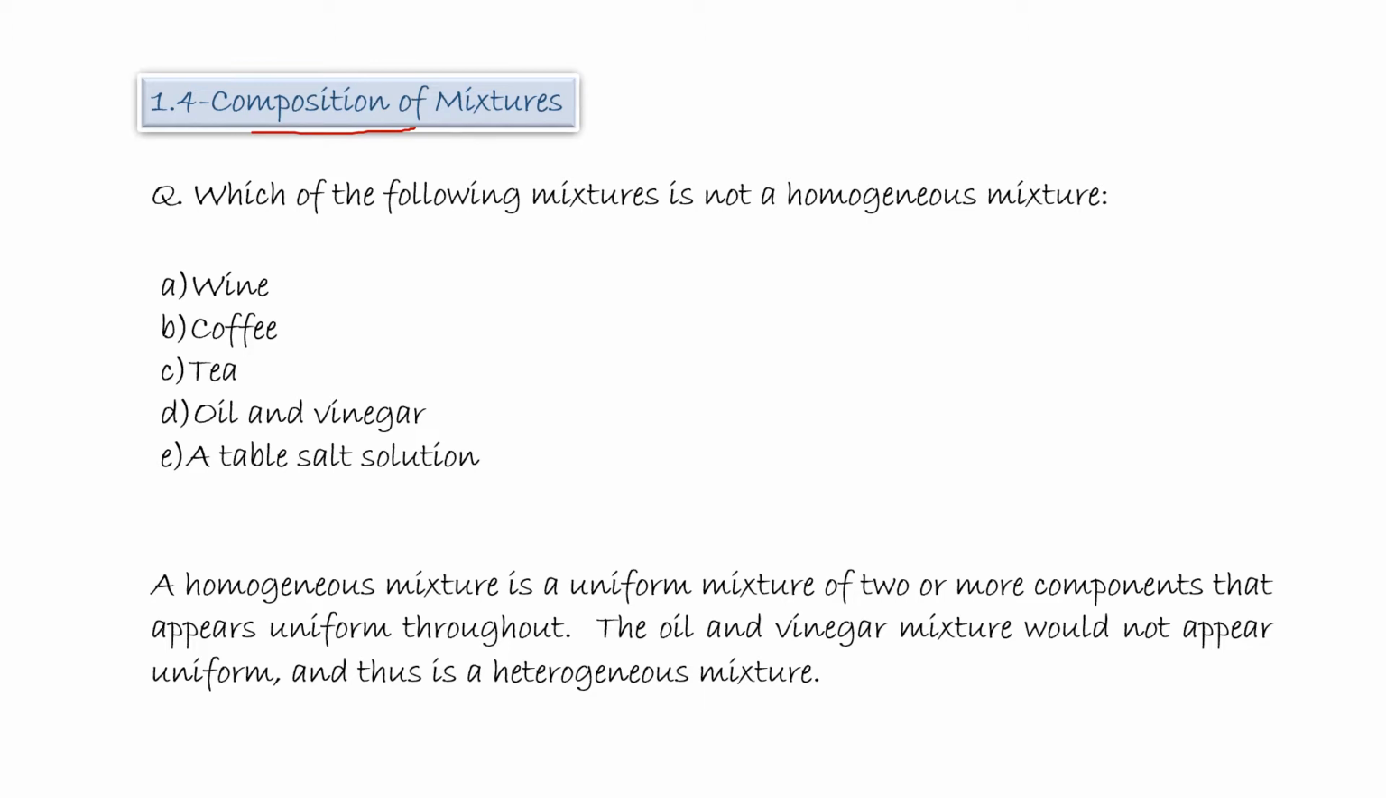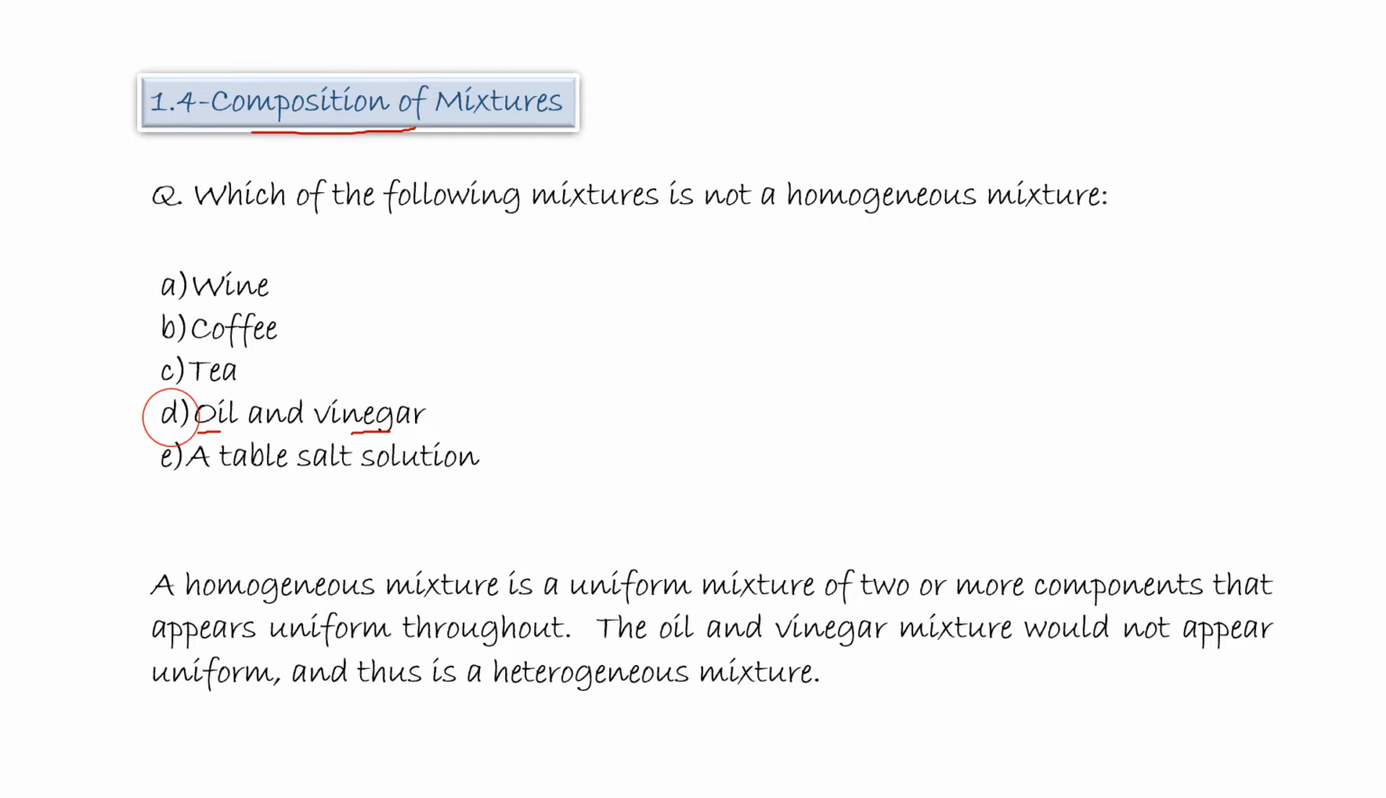Which of the following mixtures is not a homogeneous mixture? Wine, coffee, tea are homogeneous. Oil and vinegar, immiscible liquids. A table salt solution, homogeneous. So the answer is D.